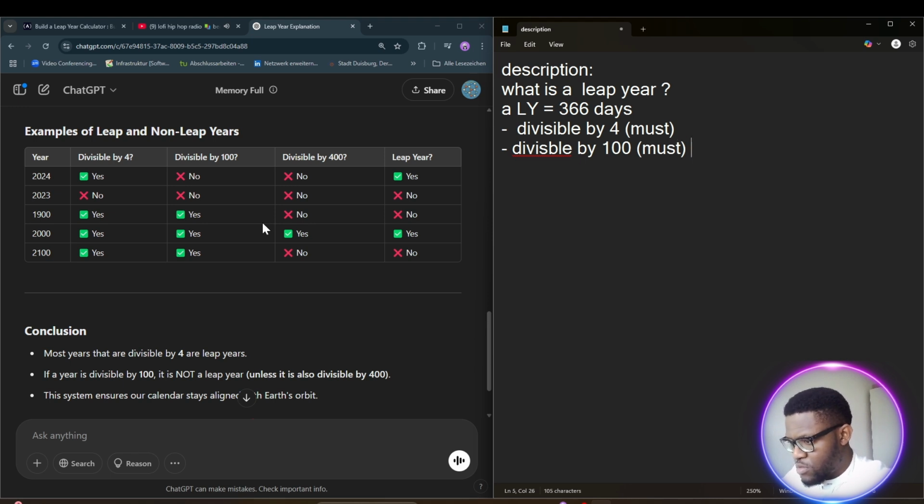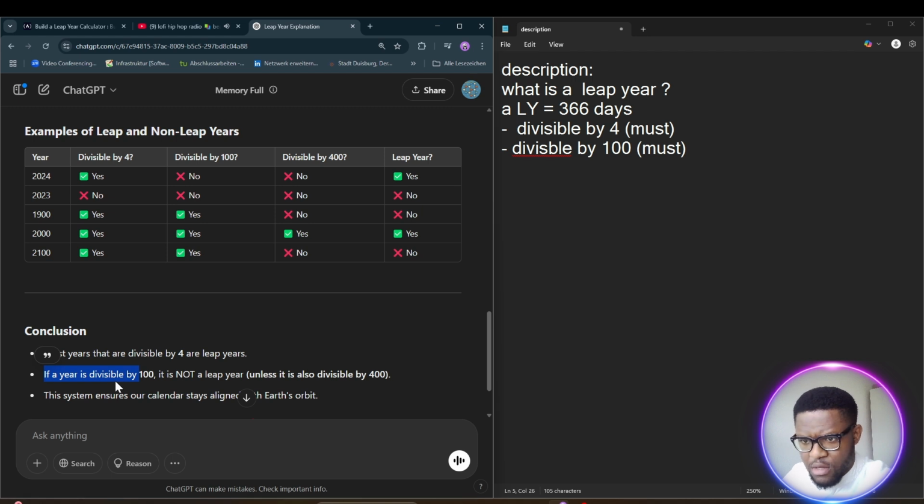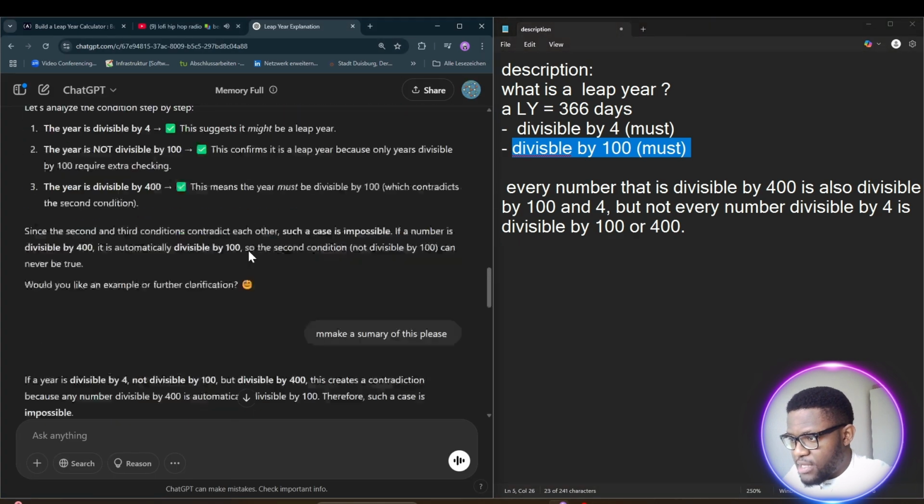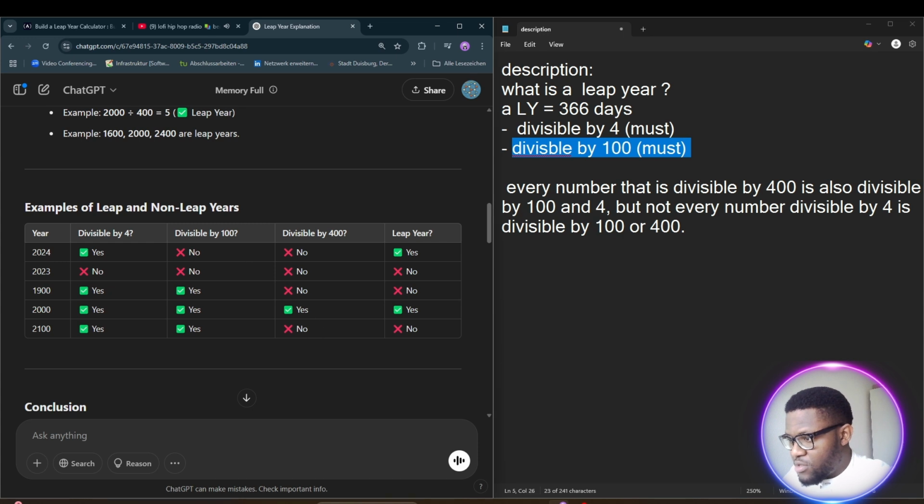Must also, because it's been said down here that if a year is divisible by 100, it's not a leap year. So a leap year should just be divisible by 4, also divisible by 100. And the other case is it must not be divisible by 400, but I think it must be divisible by 4 and 100.